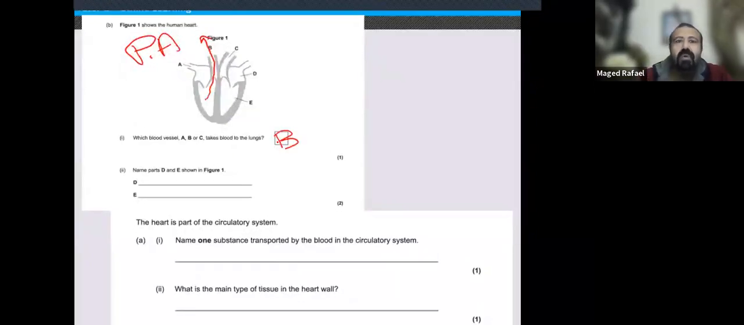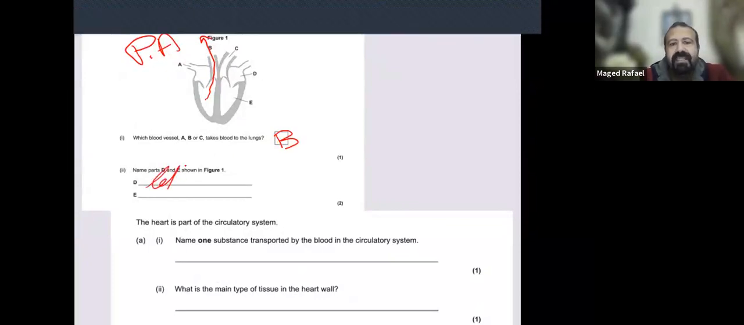Name parts D and E shown in figure 1. What's D and what's E? Both in the left side, so this is the left atrium, and E is the left ventricle.